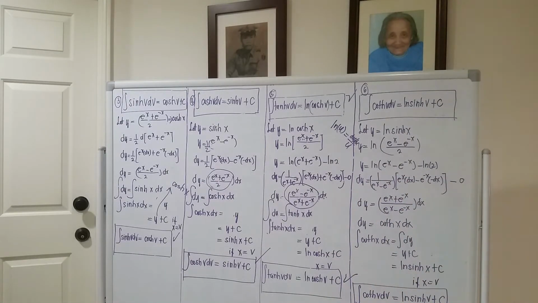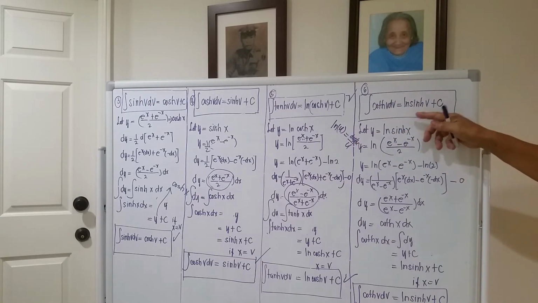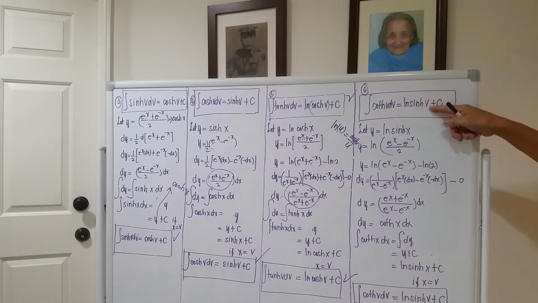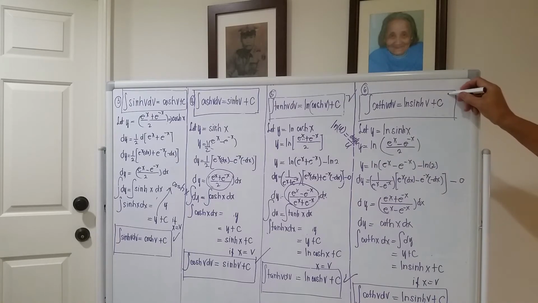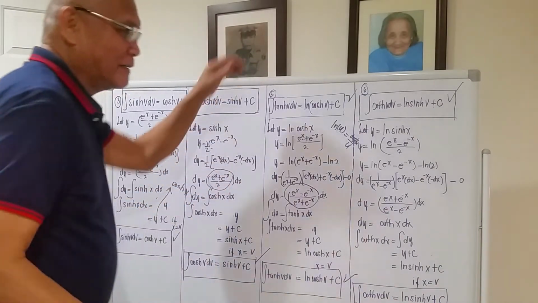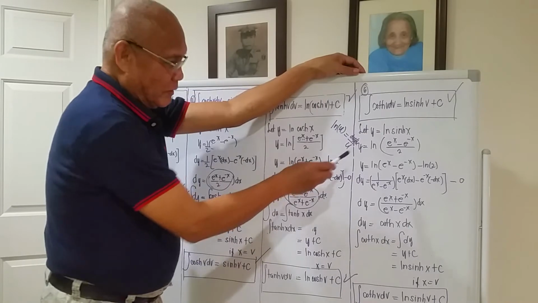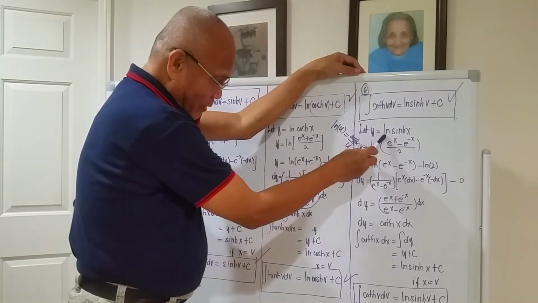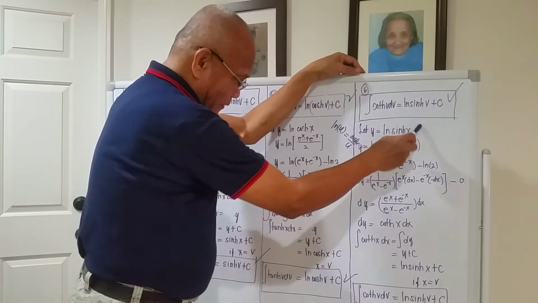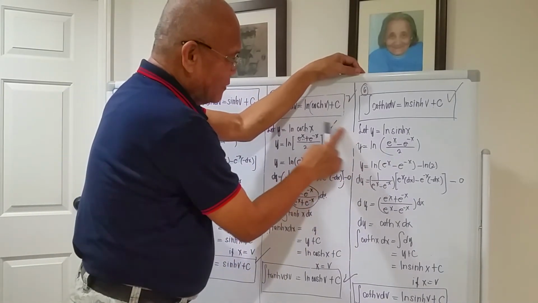Last formula for today. The integral of hyperbolic cotangent of b db equal to the natural logarithm of hyperbolic sine of b plus c. Okay, let's proceed with the derivation. I am right-handed, guys, so I always go to my right. We let y equal to natural logarithm hyperbolic sine of x. Okay, I will erase this one so it will be readable what I am doing.